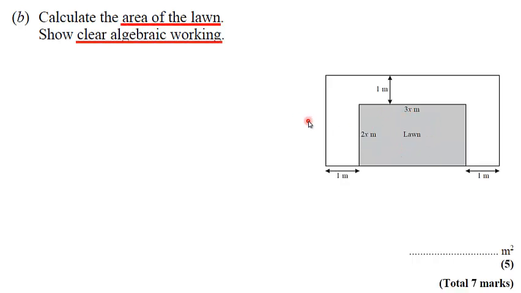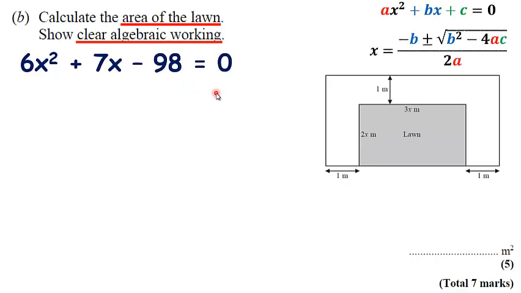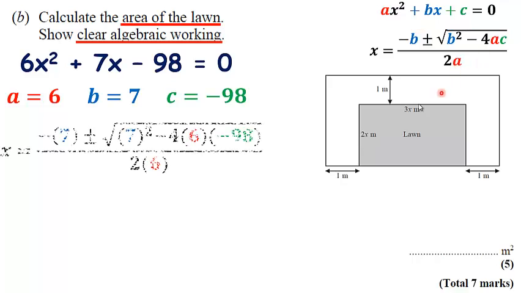So let's use the equation that we just worked out in the previous part. And this is actually quite typical of this type of question. You have to use this equation, use the quadratic formula, minus b plus or minus the square root of b squared minus 4ac over 2a to help you solve this. In this case I know a is 6, b is plus 7, and c is minus 98. I'm going to plug those into my quadratic formula.